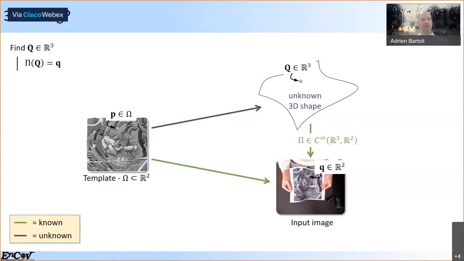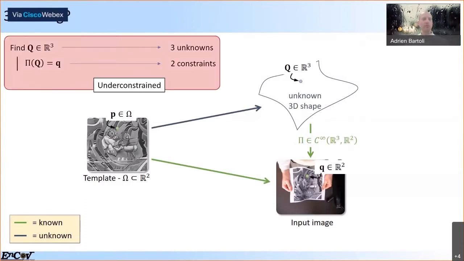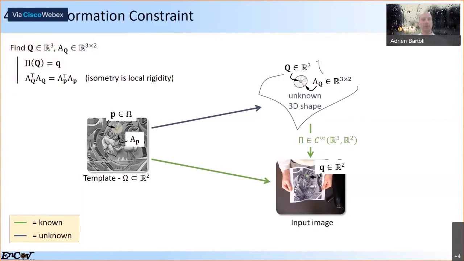So can we solve this? Of course, we have to count simply the number of unknowns. We have x, y, z for the 3D points, and two constraints, which are the x, y constraints in the image, and of course, it's underconstrained. We're short of one constraint, so that's an obvious reasoning. So let's build up with more constraints.